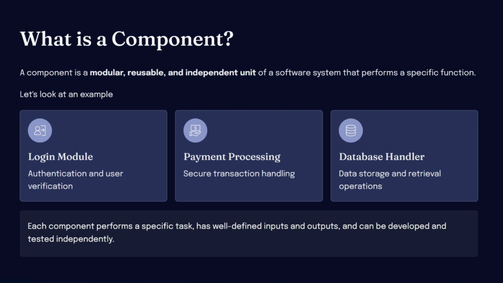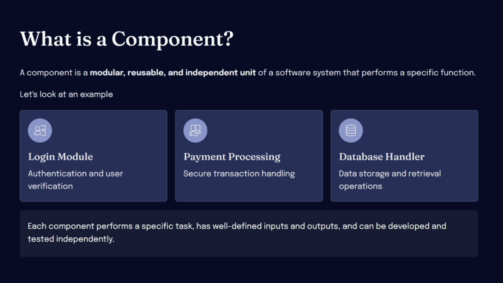The second one is the payment processing unit. When we buy something online, the payment component handles the transaction without affecting other parts like login or profile. The next one we have is the database handler. This component manages data storage and retrieval, and it handles only data operations. Other components may interact with it but don't control its internal working.